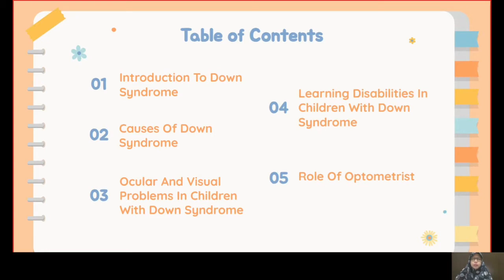This is our table of contents, which consists of introduction to Down syndrome, causes, ocular and visual problems in children with Down syndrome, learning disabilities, and role of optometrists to manage Down syndrome children.